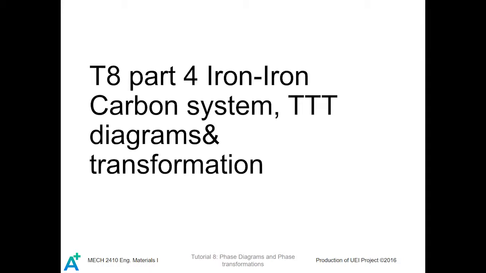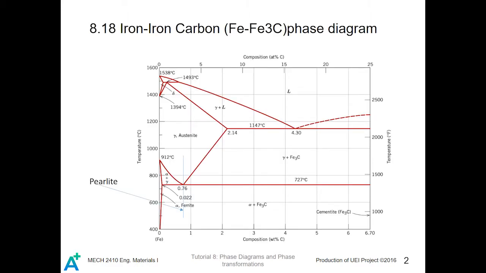Tutorial 8, Part 4: Iron-Iron Carbon System, TTT diagrams, and transformation. What is the Iron-Iron Carbon system, or what is the Iron-Iron Carbon phase diagram? Why do we need to learn this system specially? It is because it describes the phase diagram for steel, which is very, very important in the industry. So we use this as an example.